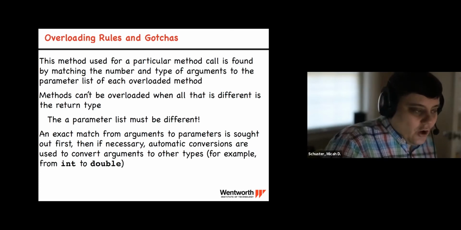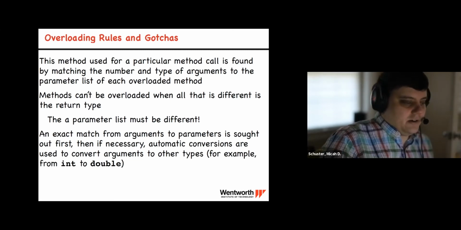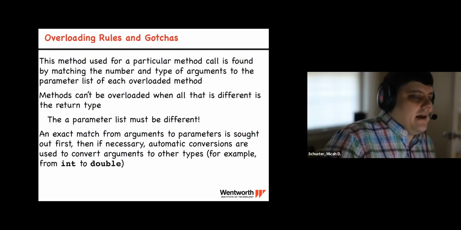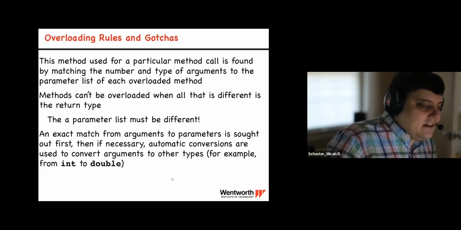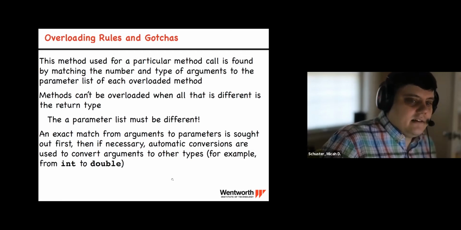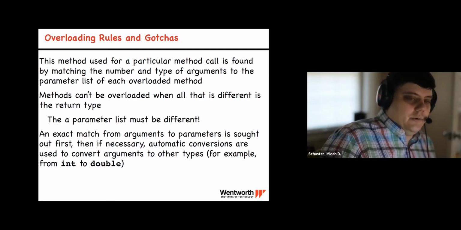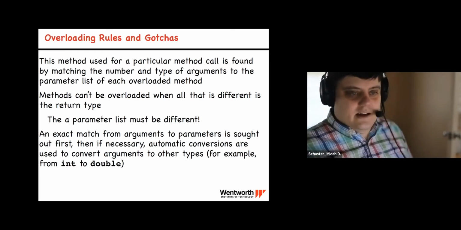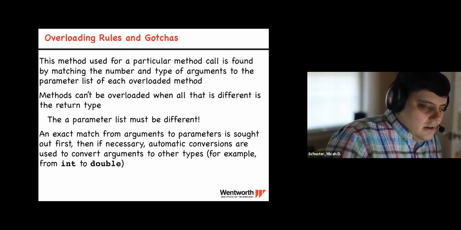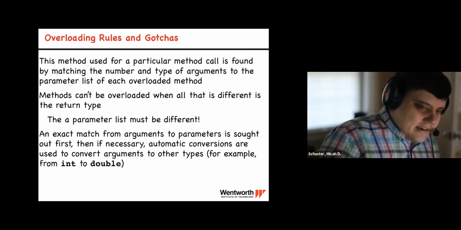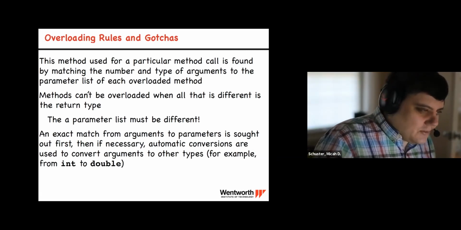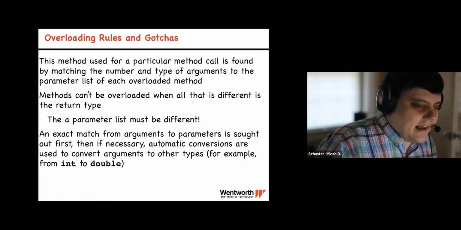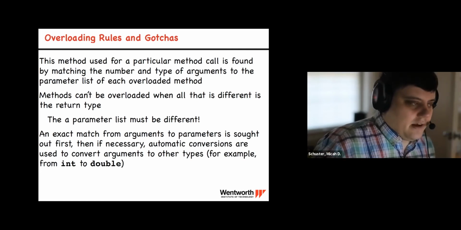Again, you can't overload a method when it's only the return type that is different. It has to be something in the parameter list, so the types or the number. And then, like I said, the exact match first. Otherwise, the automatic conversions take place. So you can go from an int to a double, right? A 42 is just 42.0 as a double. So it tries to find the exact match, but it'll search for something that works if it can't find the exact match.